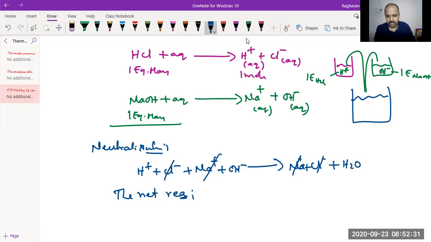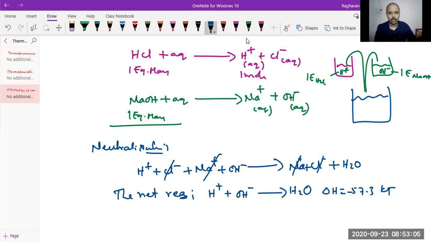that takes place is only the combination of H plus ions from the acid, 1 mole, and OH minus ions of the base, 1 mole, to form 1 mole of water. Okay, so 1 mole of H plus ions of the acid combines with 1 mole of OH minus of the base to form 1 mole of water. Whenever 1 mole of water is formed from its ions, not from elements, from ions, enthalpy change is always a constant, 57.3 kilojoules.